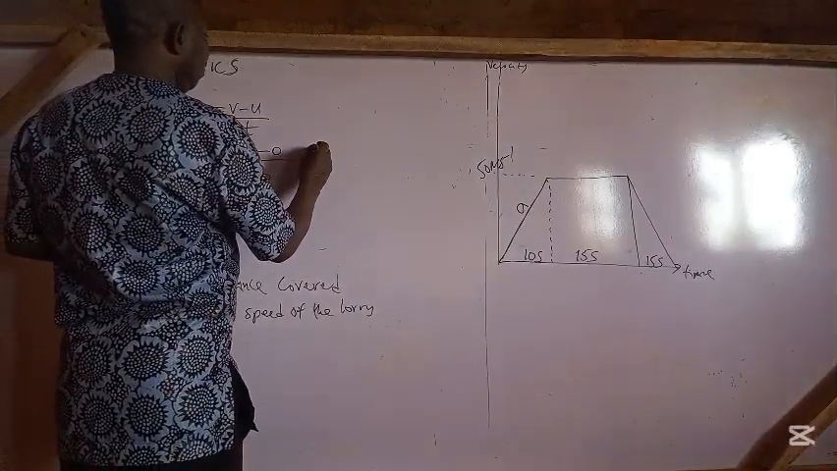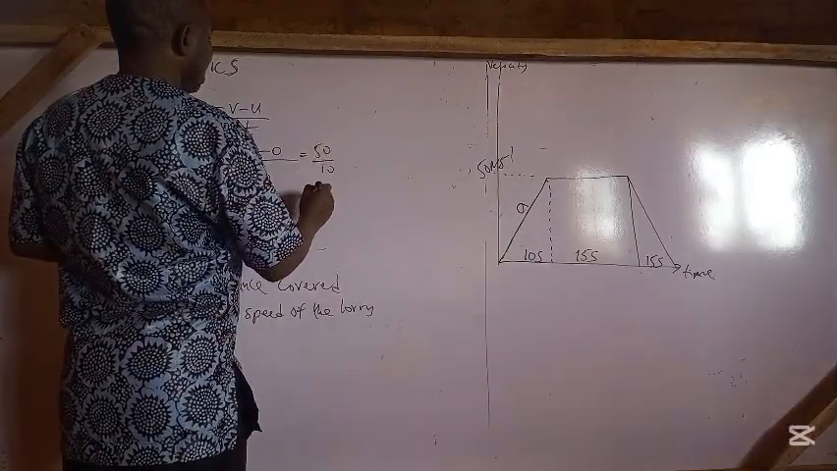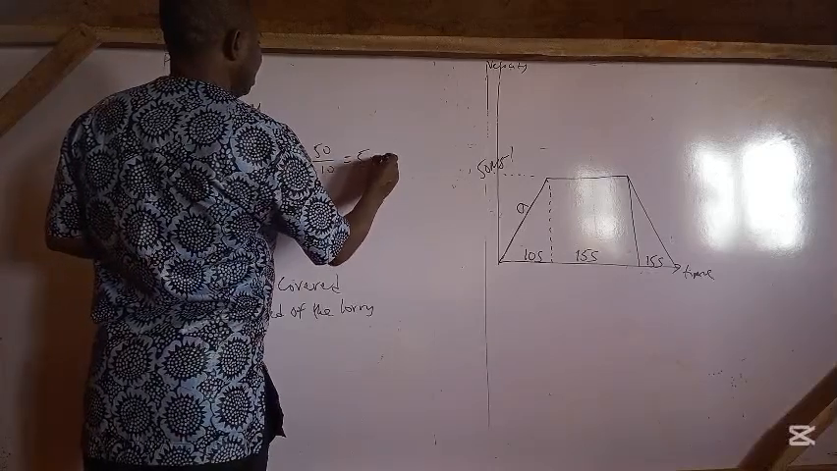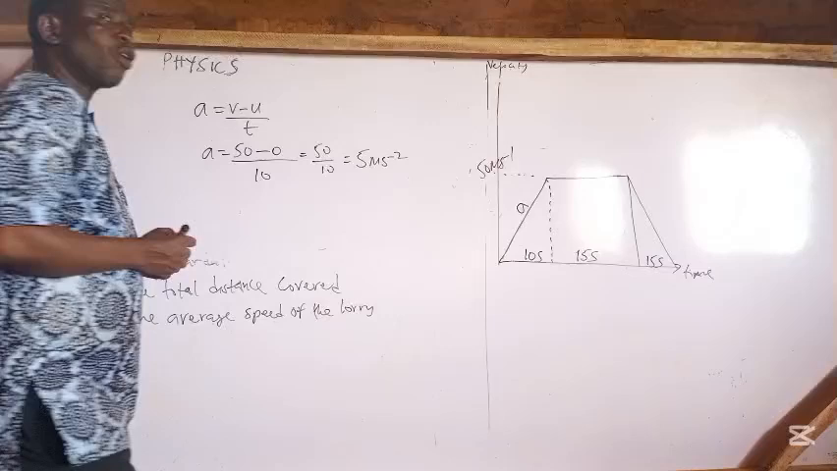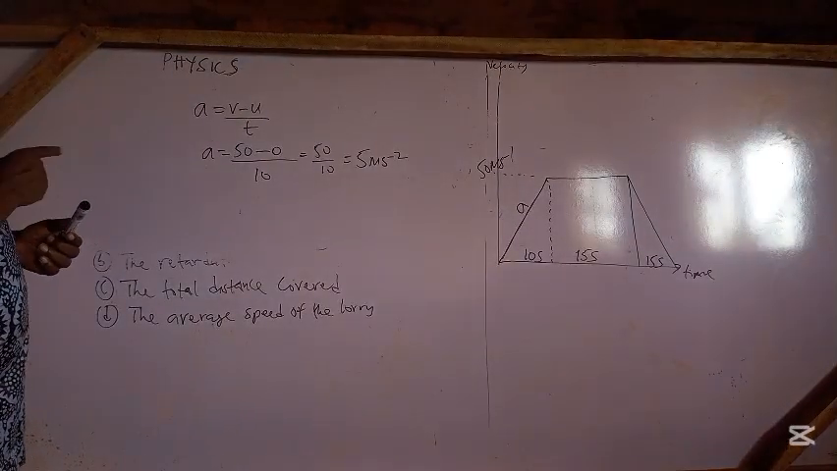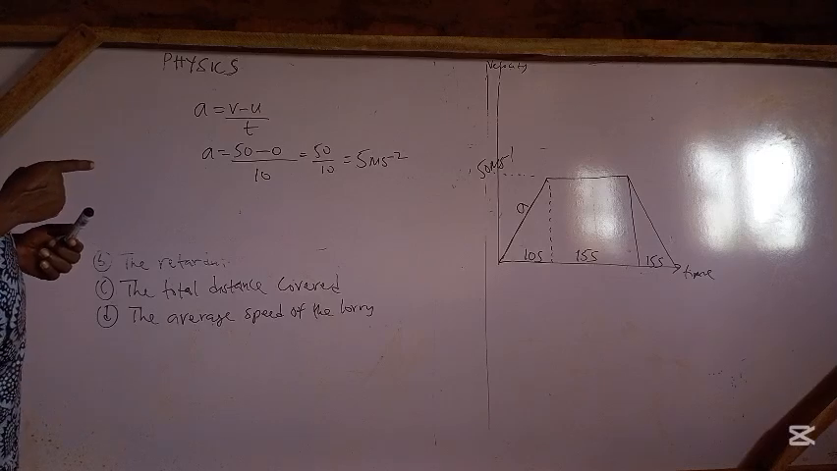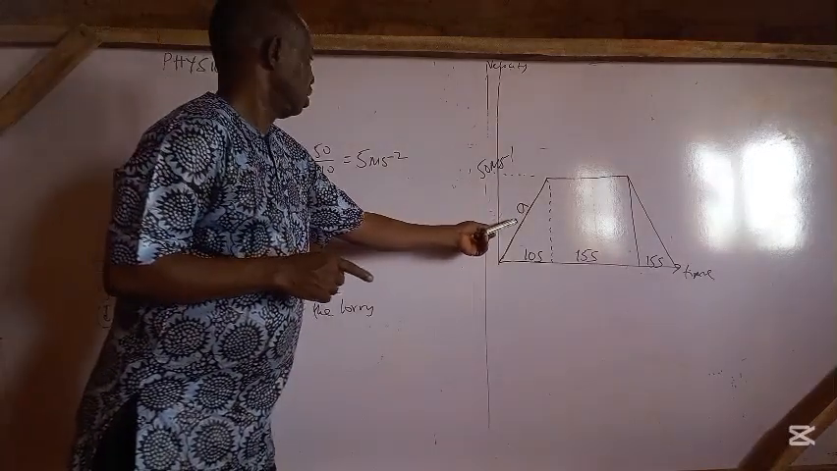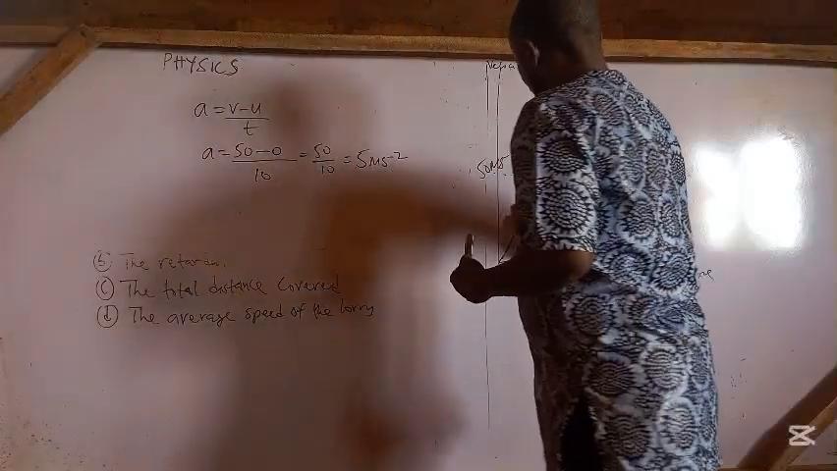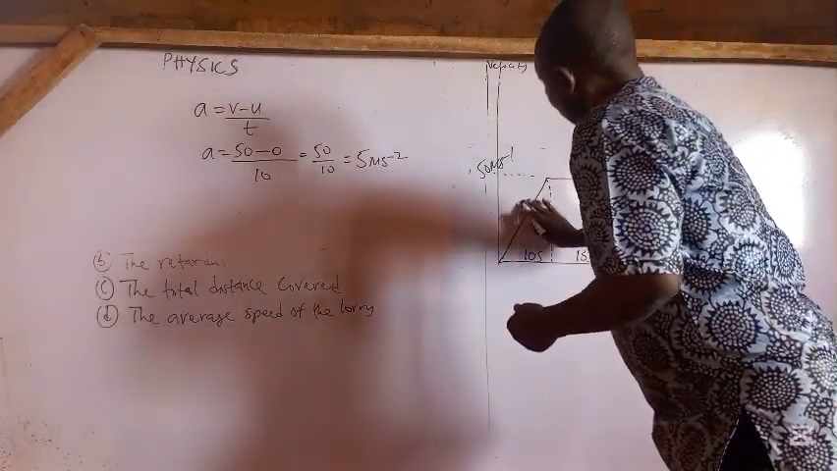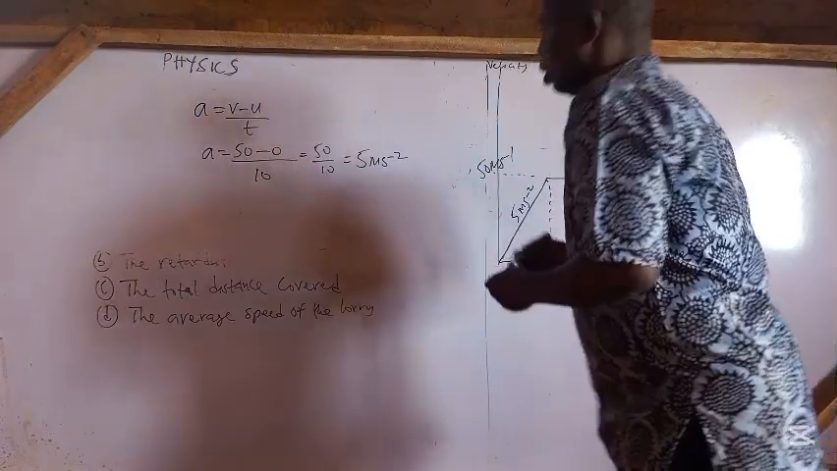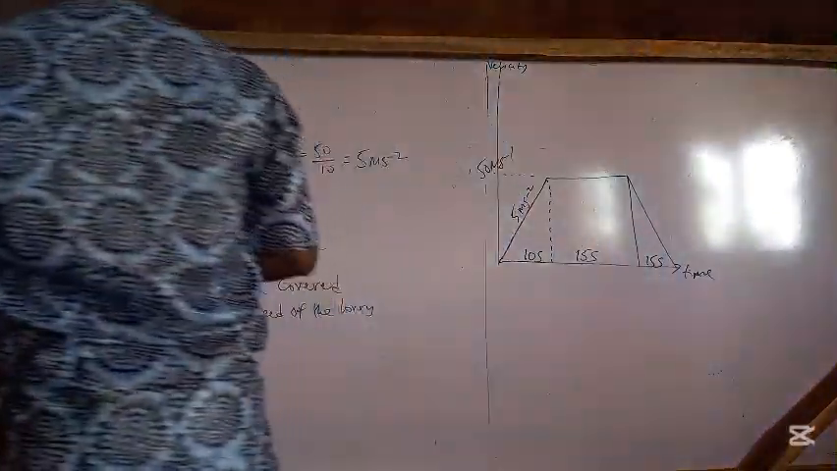That is 50 over 10, which is 5 meters per second squared. Please don't forget units in physics. We have calculated the first acceleration, which is 5 meters per second squared.